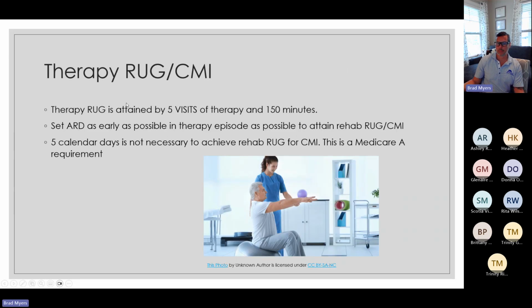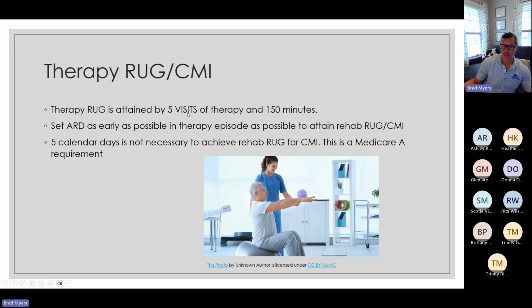So what is the therapy rug? Because we still get confusion about this. The therapy rug is attained by 5 visits of therapy and 150 minutes. It is not calendar days of therapy for case mix. Again, you've got to take your PDPM Med A hat off, because that is 5 calendar days, any combination of disciplines. But for Medicaid right now, up until October 1st at least, it is 5 visits of therapy.